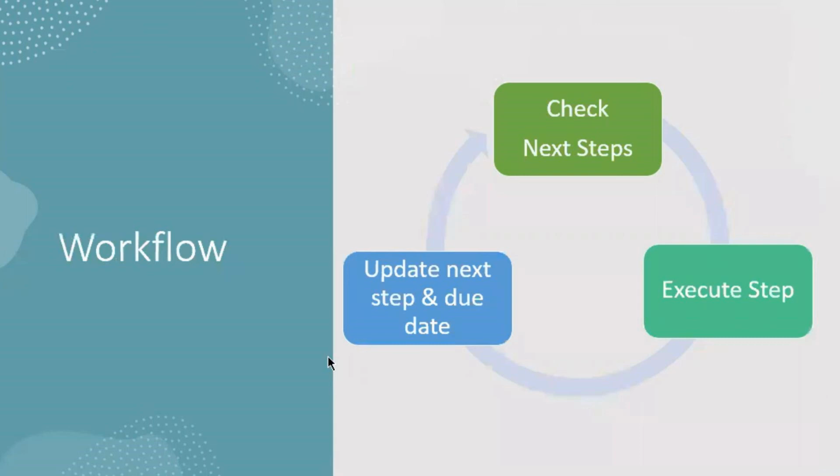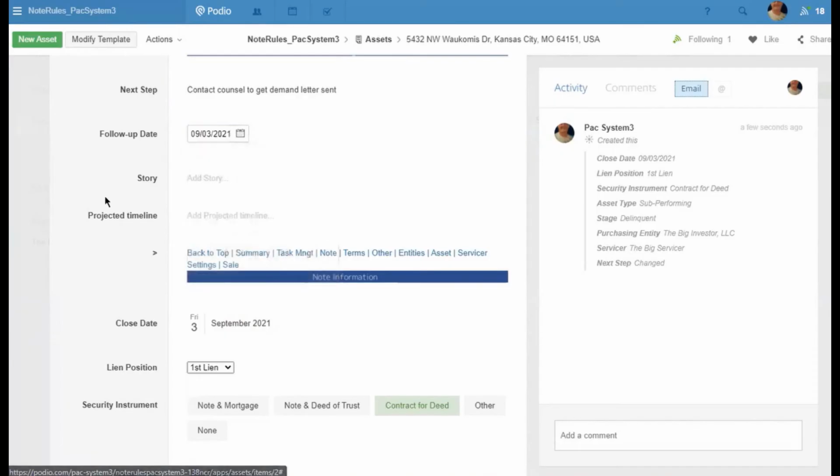Okay, in this next section, we're going to cover the workflow. The NoteRules workflow basically walks you through the process of checking on your assets and identifying which ones have next steps and when those next steps are due. You then go in, execute those steps, and before you finish on any given asset, you update your next step and due date for that asset so that you can come back around and check your next steps the next time you come in to use the system. It's quite simple. We'll show you how to use it.